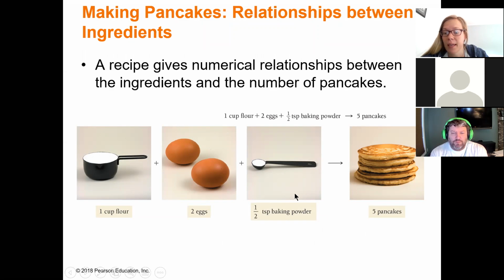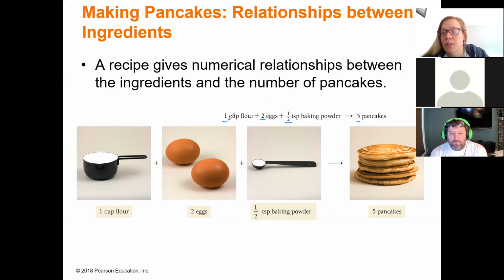This recipe is for pancakes. And what you notice here is that there's a number in front of each of the ingredients and the resulting product. So we don't just say, hey, flour plus egg plus baking powder equals pancake, right? There's a lot of options there. How much flour do you need? How many eggs do you need so that you can get that perfect pancake?